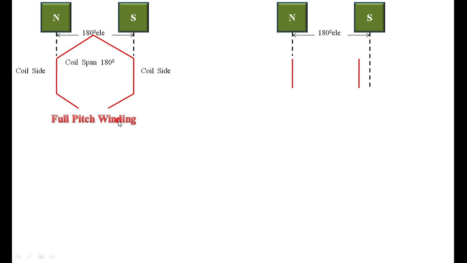Then I have a short pitch winding. That is, the coil span is 180 minus alpha, and the pole pitch is 180. Pole pitch is 180. Coil span is less than 180. Therefore, it is called short pitch winding.